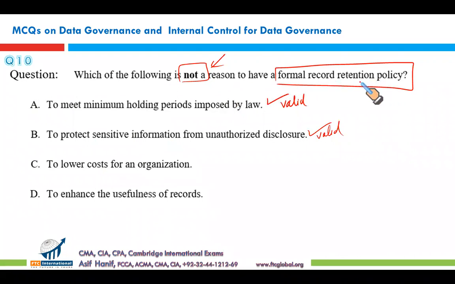A formal record retention policy will also involve cost, because if you keep on piling files and files on the company's main servers, it will slow down your system. So the efficiency will fall. That means cost will go up. So to lower the cost for the organization, data is removed from servers and stored at a secure location. So this is a valid reason to have a retention policy.